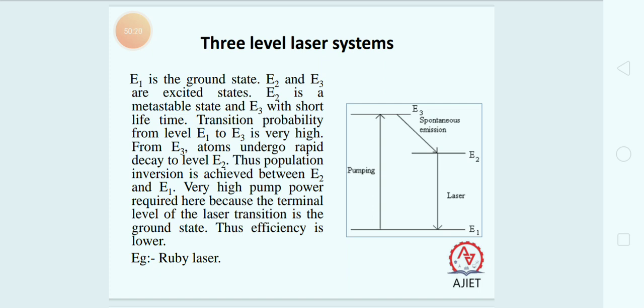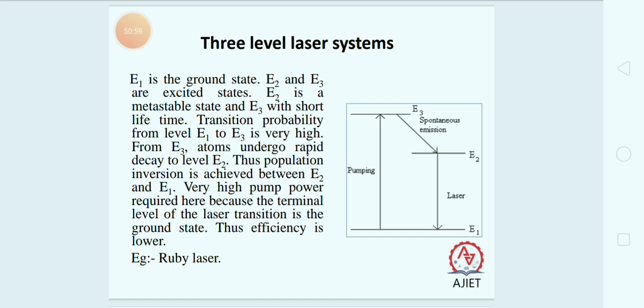E3 has a short lifetime, and the transition probability from the level E1 to E3 is very high. From E3, atoms undergo rapid decay to the level E2. Thus, population inversion is achieved between E2 and E1. Very high pump power is required here because the terminal level of the laser transition is the ground state. Thus, efficiency is lower.